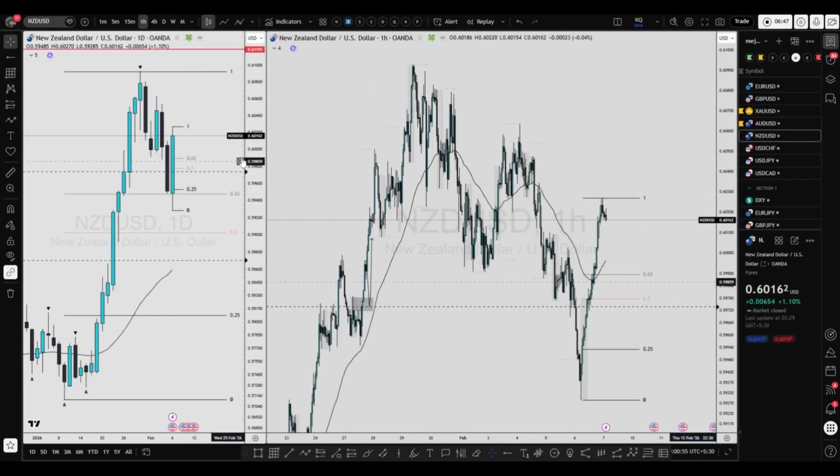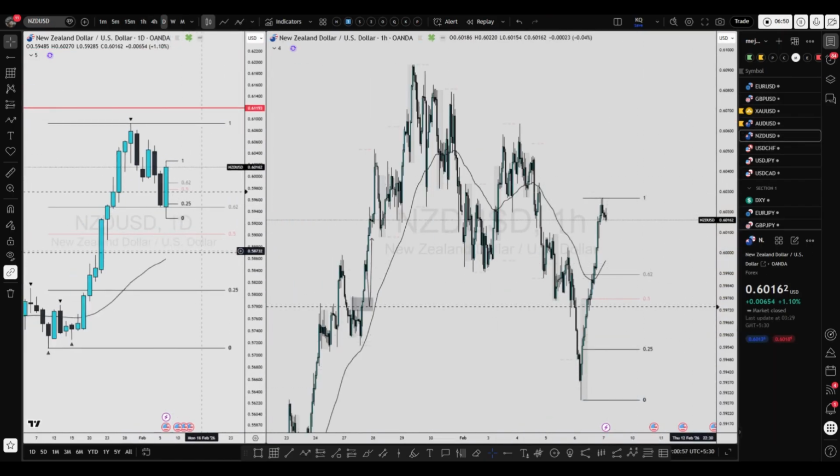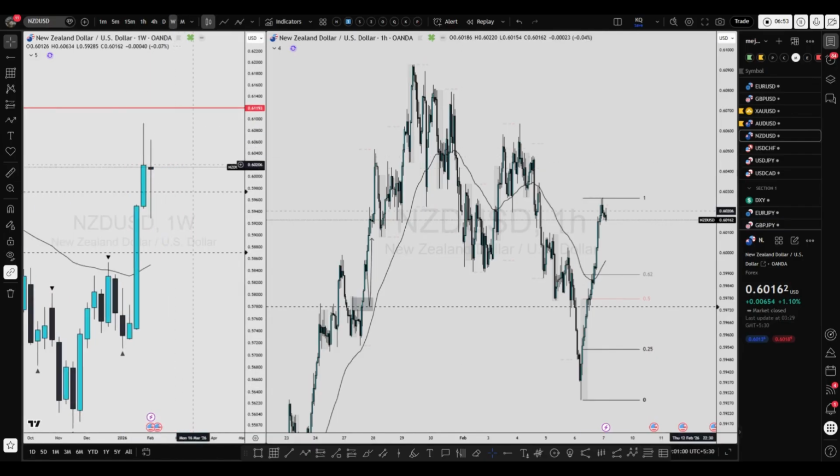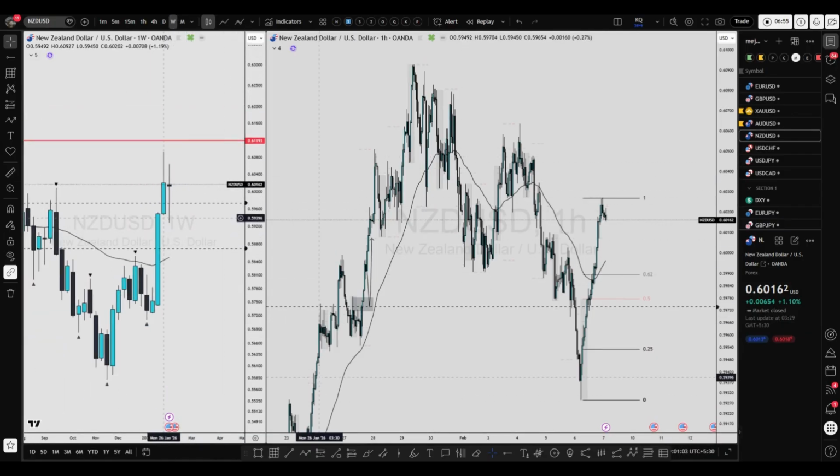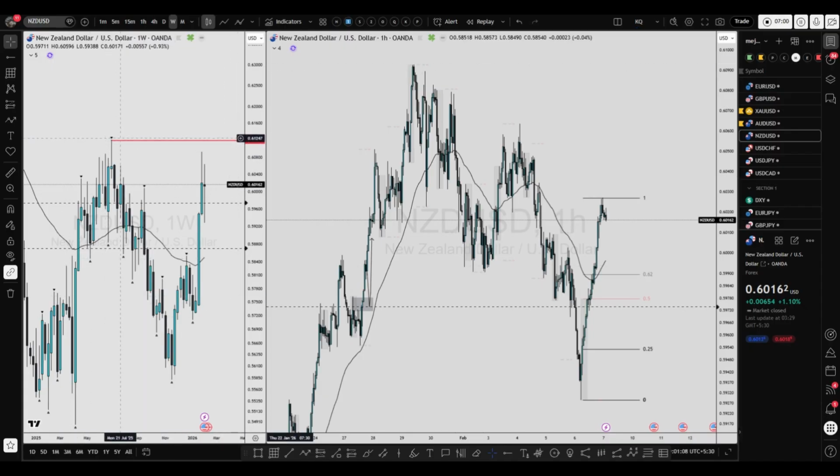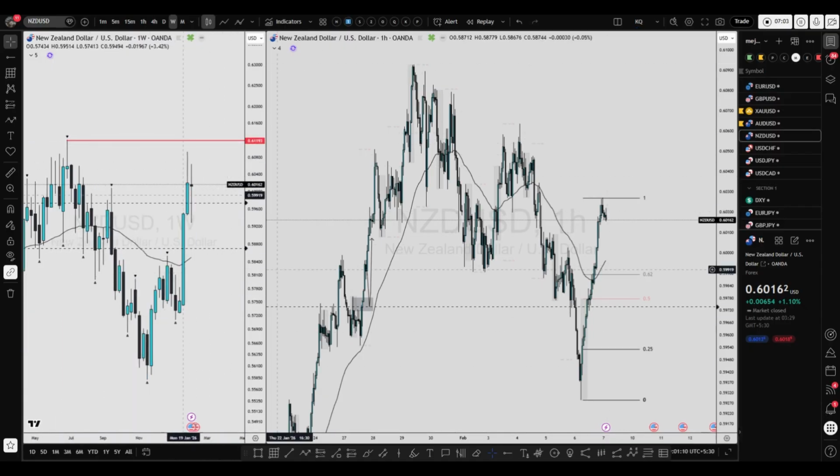NZD USD, pretty much the same story. We're beautifully bouncing from 38.2. In the weekly chart, the last weekly candle managed to clear this low and strongly closed above it. So it's possible that we're going to clear this high within the next few weeks. We can also target this high too.